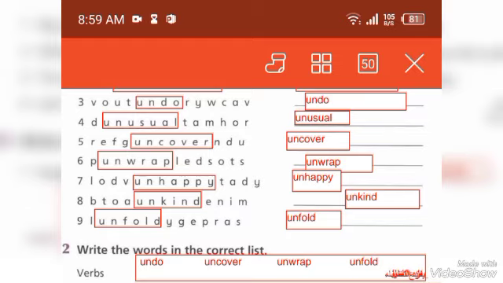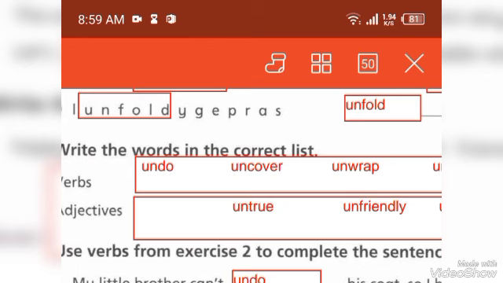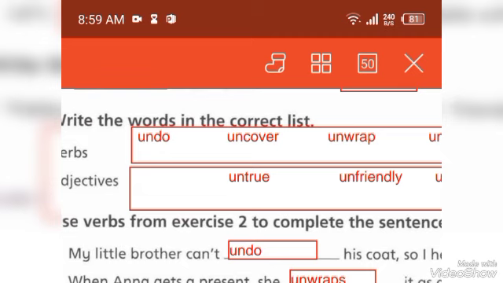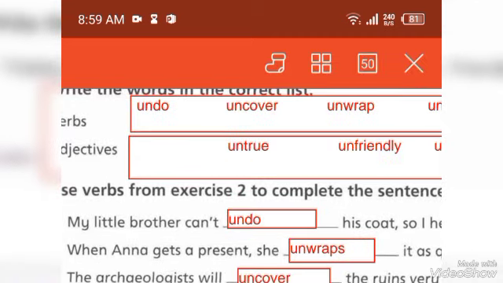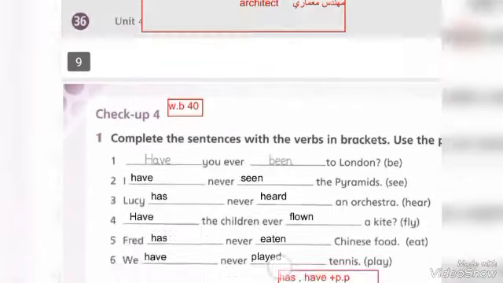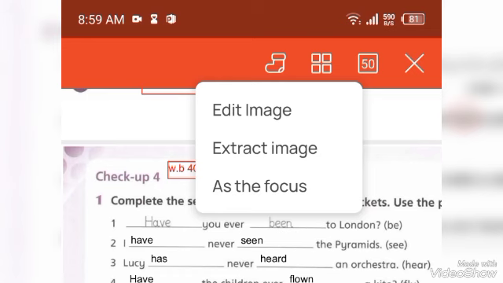Archaeologists. Here are the meanings of the words in Arabic. Uncover, unfold. We use the word unfold for clothes and for paper. I told my students we use unkind for animals and for children. Okay, here the other questions. Go with me to the worksheets.